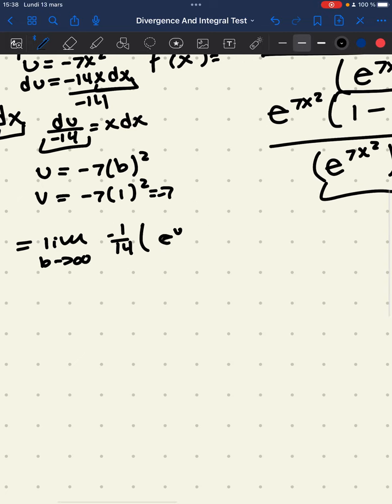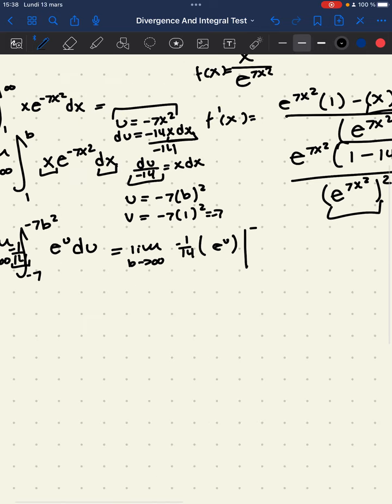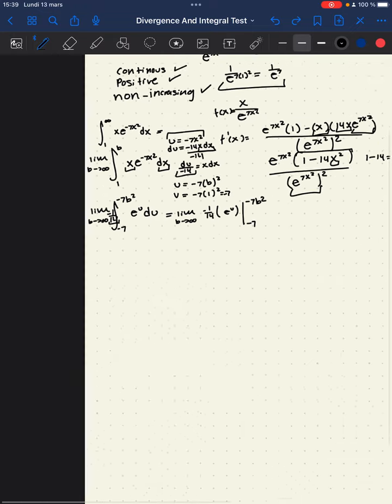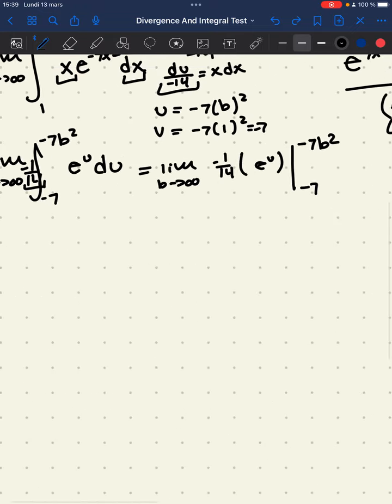e to the u. With the new bounds you put, so it's negative 7b squared over negative 7. Oh, and from negative 7 to negative 7b squared. You plug in your new bounds and you see if your limit diverges, meaning it goes to infinity, or if it converges, meaning it goes into a finite number.